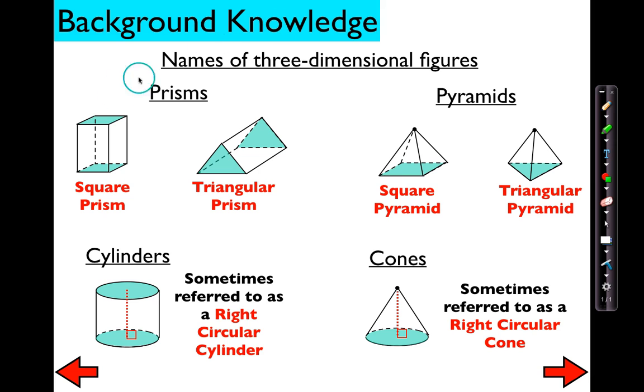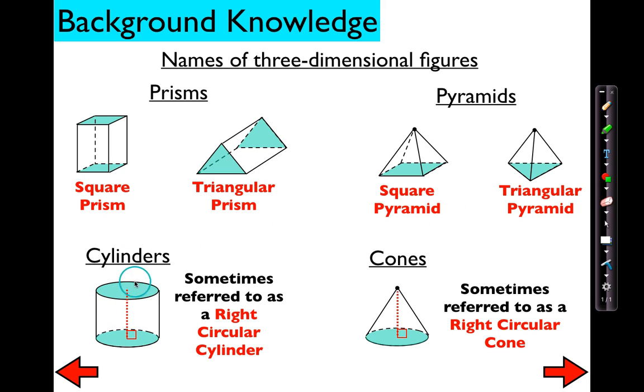Remember, prisms are basically named off of the base. So here, since the base is a square, it's a square prism. Here, since the base is a triangle, it's a triangular prism. Same thing with pyramids. The base definitely describes the type of pyramid. So, since the base is a square, it is a square pyramid. Since the base is a triangle, it's a triangular pyramid.